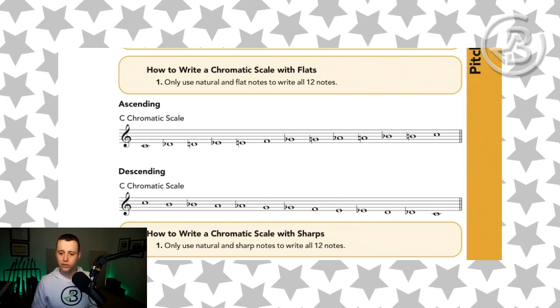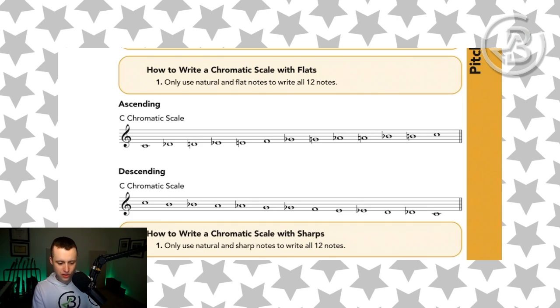And again, don't worry if you don't catch it this first time around. I'm going to do this in a second video where I actually write it and talk you through it as I write it. To write a C chromatic scale ascending from low to high using flats, this is exactly what it's going to look like. So C, D flat, D natural, E flat, E natural, F, G flat, G natural, A flat, A natural, B flat, B natural, and back to C. And descending, we do it the other way around.